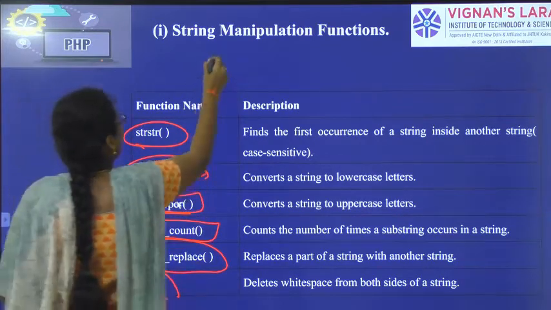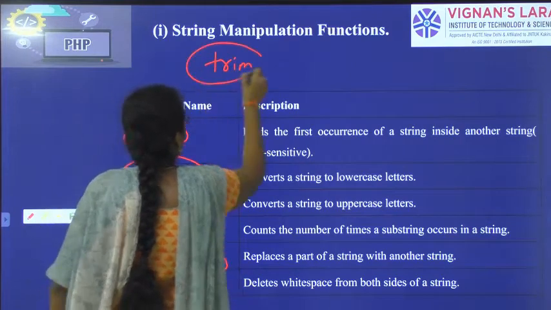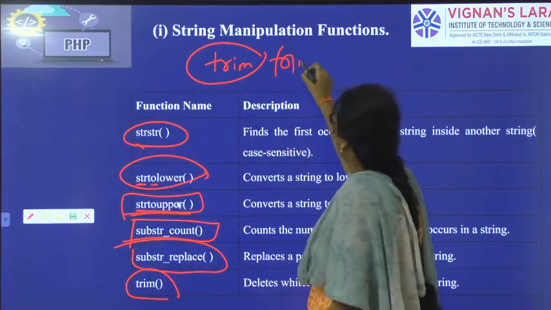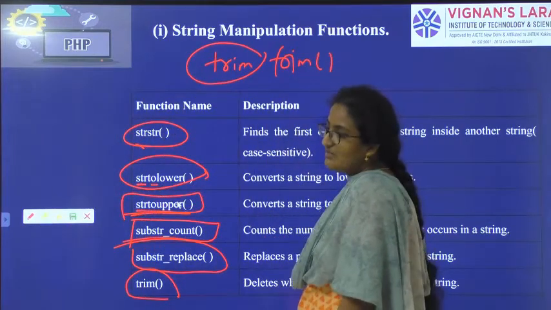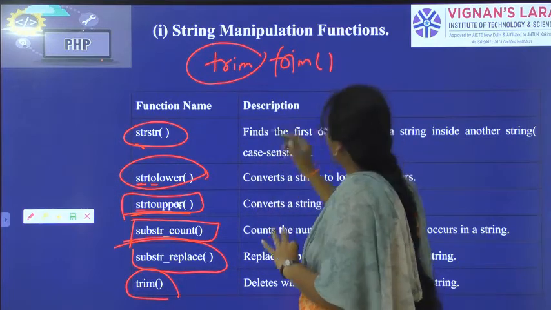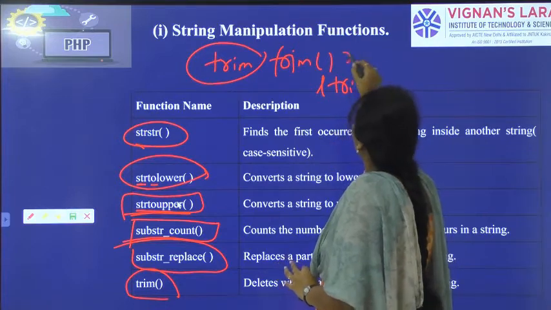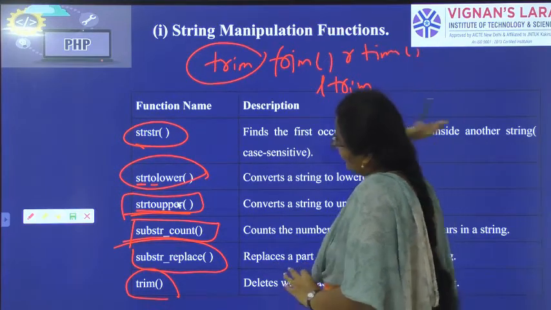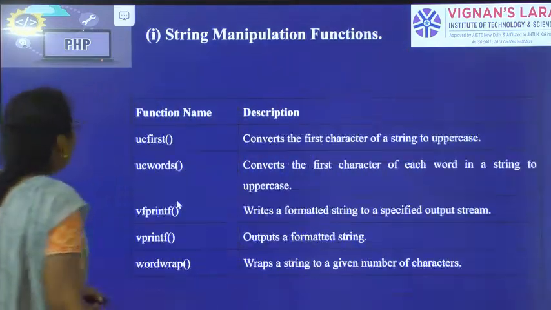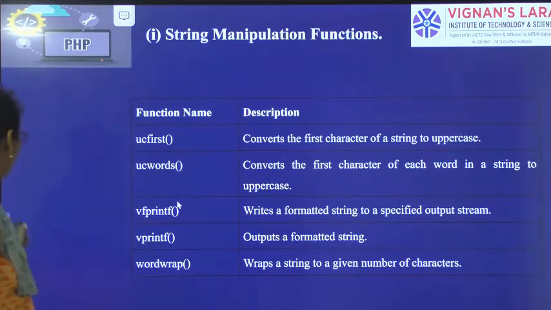Trim is used to delete the white spaces from both sides. The trim function is used to remove the white spaces on both sides. Ltrim is used to remove the left white spaces. Rtrim is used to remove the right side white spaces. So let us see some more string manipulation functions.